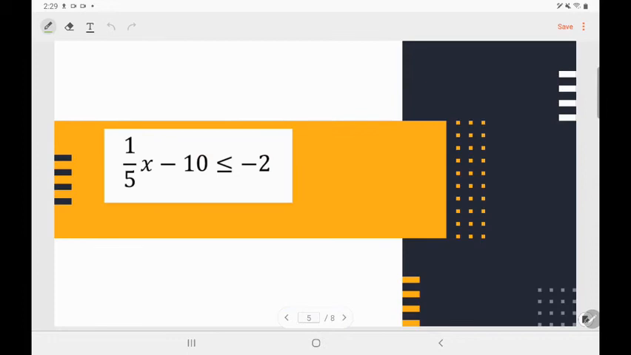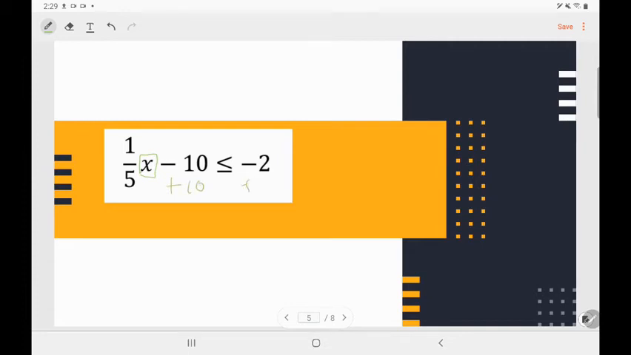All right, next example. It includes a fraction, and that is okay. So in order to solve for x, I'm still going to get rid of everything that's by it. I need to get rid of the 1/5, and I need to get rid of the minus 10. Remember to get rid of whatever is further from that variable to begin with. So to start, I'm going to add 10.